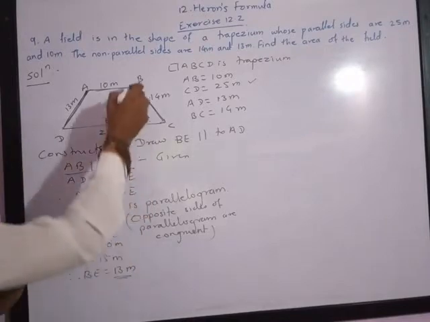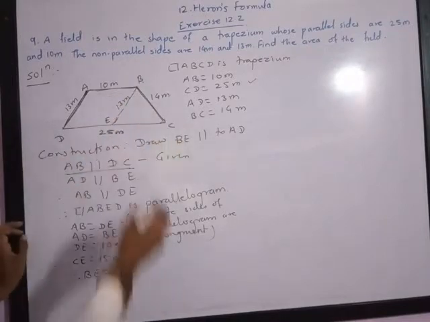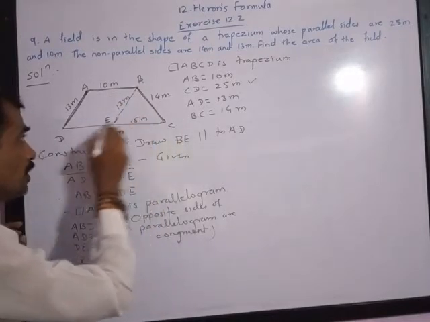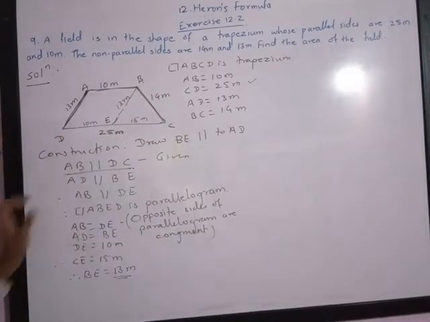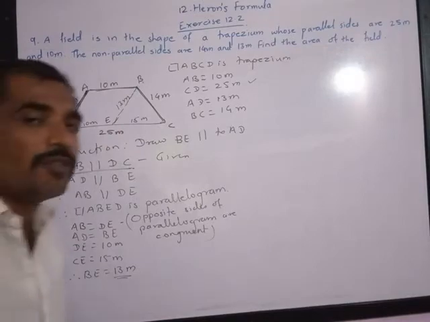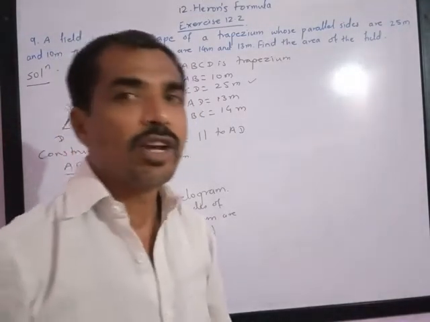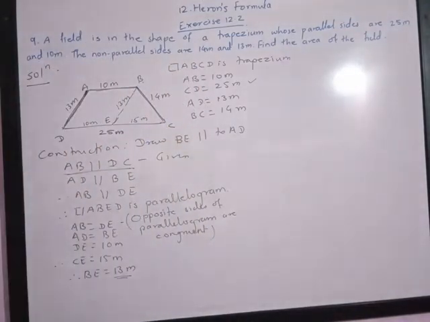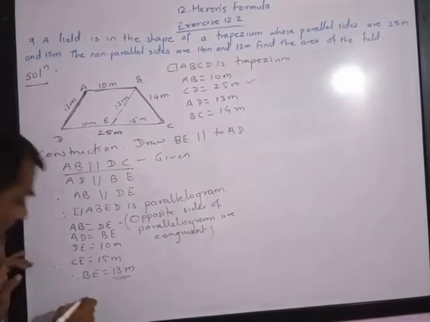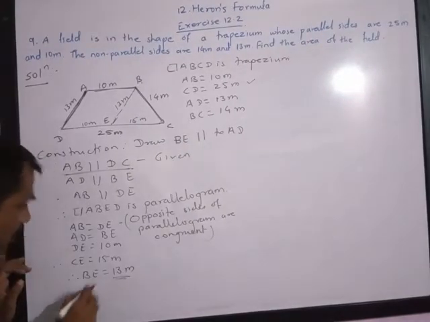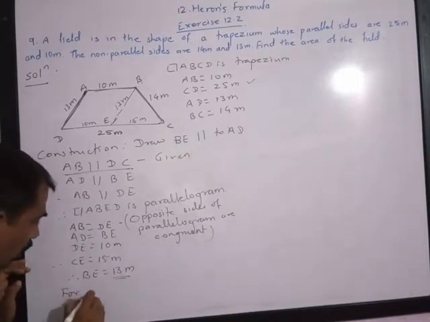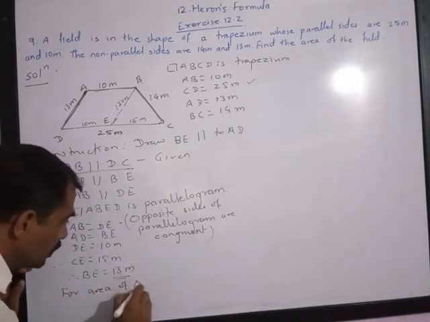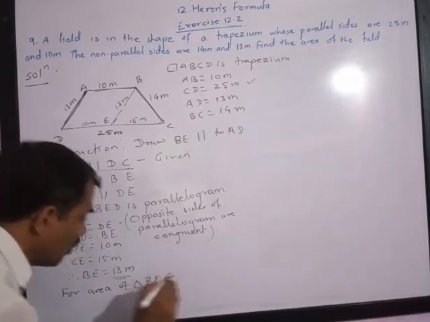Now watch carefully. BEC is a triangle whose three sides are known to us. So in triangle BEC we have three sides known. So we can find the area of the triangle by using Heron's formula. Now, S is the semi-perimeter for this triangle. For the area of triangle BEC, we will need S.